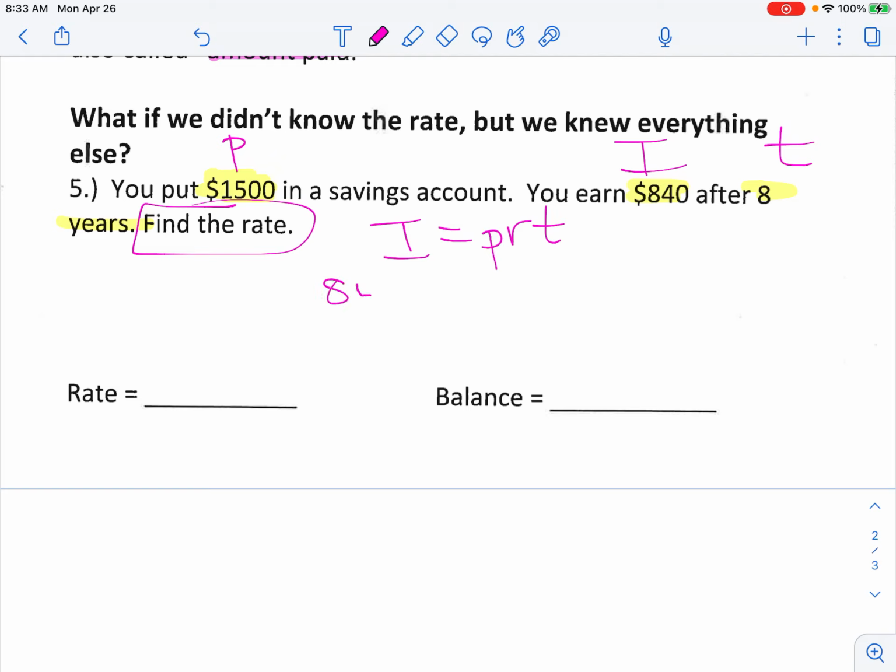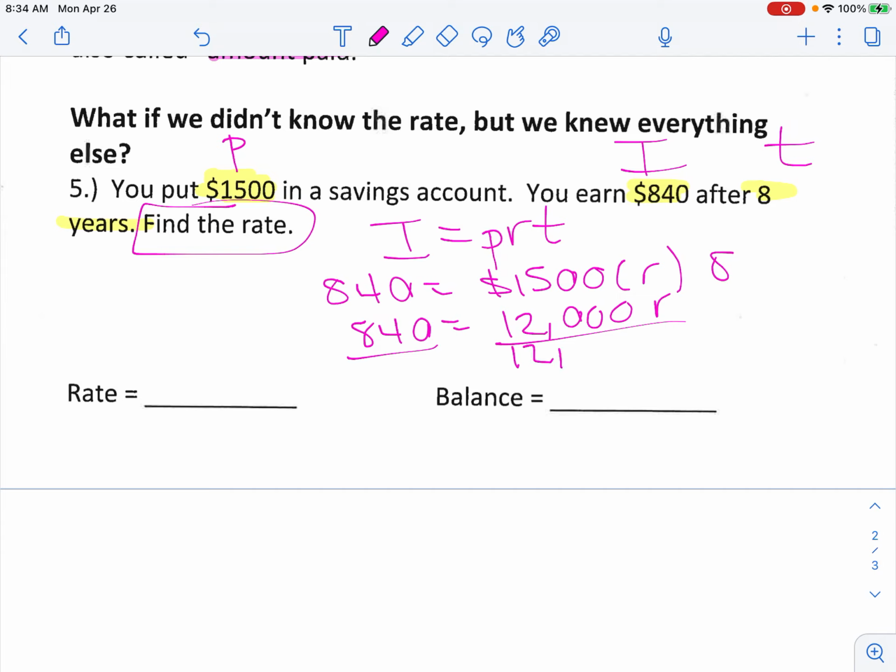So I'm going to substitute the $840 for the interest. I'm going to substitute $1,500 for the principal. I'm going to leave my R in my equation because I don't know what it is yet, times 8. So now I know $840 is equal to, so now I'm going to go to my calculator and multiply $1,500 times 8. 1,500 times 8 is 12,000. 12,000 times what? 12,000R equals 840.